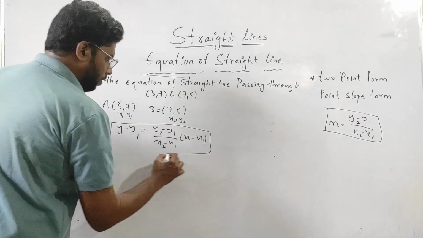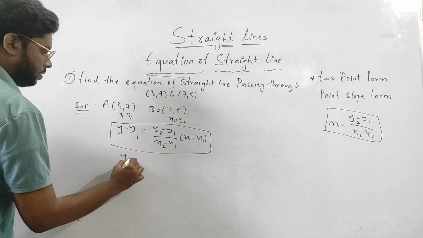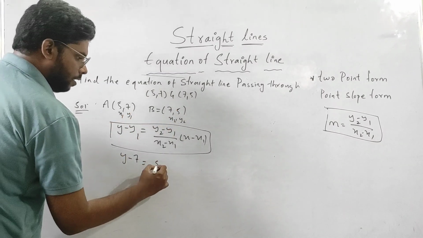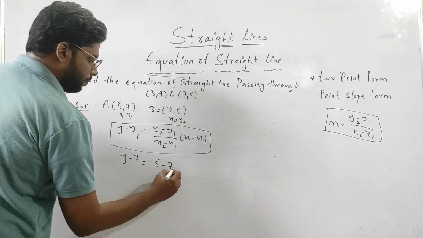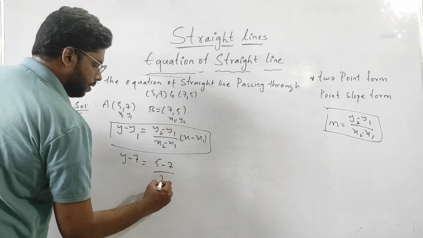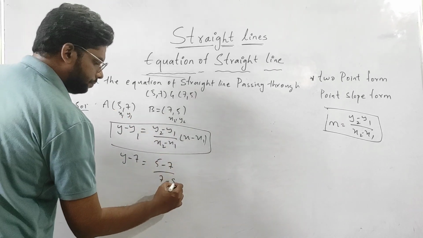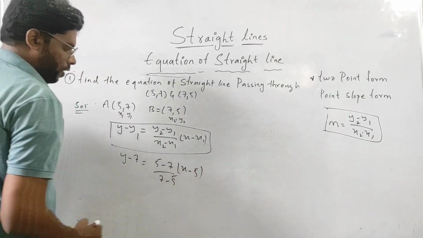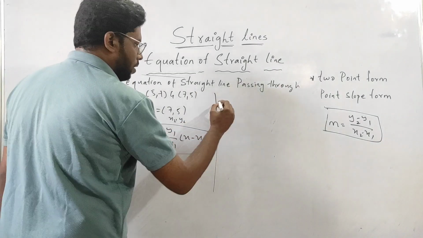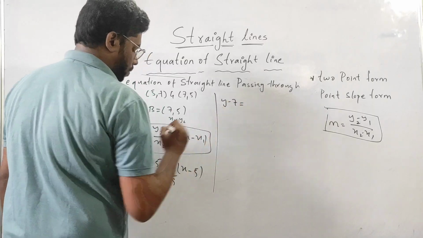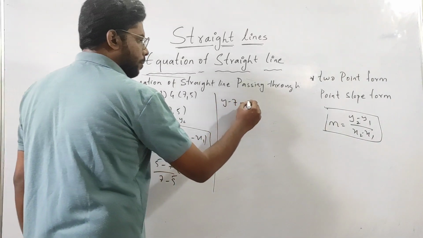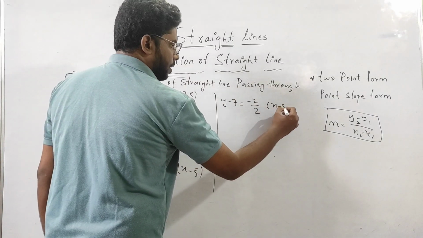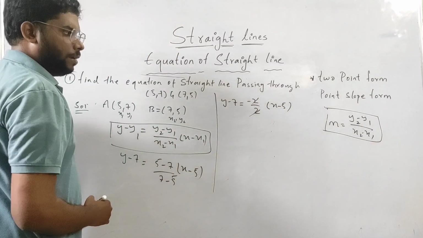Now substitute the values. What do you get? y as it is, minus y1 is 7, equals y2 is 5 minus y1 is 7, divided by x2 is 7 minus x1 is 5, times x minus x1 is 5. So y minus 7 is equal to 5 minus 7, which is minus 2, by 7 minus 5, which is 2, times x minus 5. The 2 gets cancelled, we get minus 1.